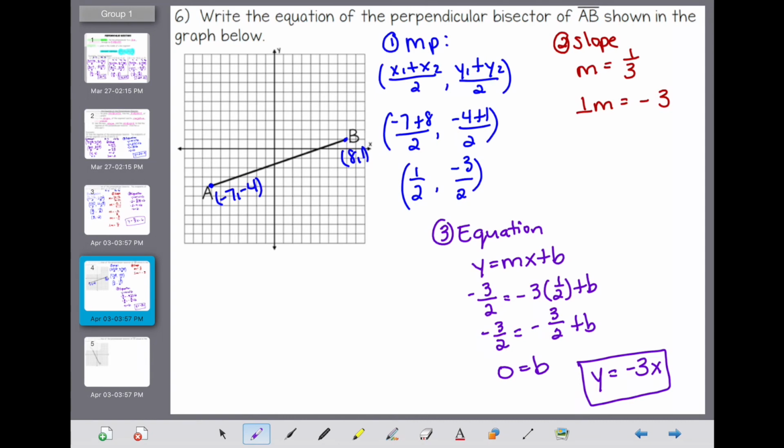Because we have this graph here, one way that we could check this is to graph the line. My line starts at the origin because I have no y-intercept, so it's at 0. And a slope of -3 means that it goes down 1, 2, 3, and then to the right 1, down 1, 2, 3, and then to the right 1. And there's my line, and so I'm able to see that it did come out so that it's perpendicular and it is going through the middle of AB.